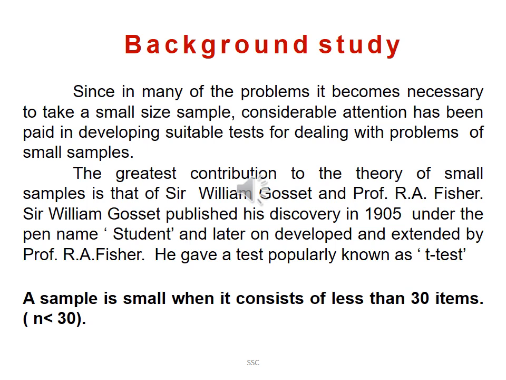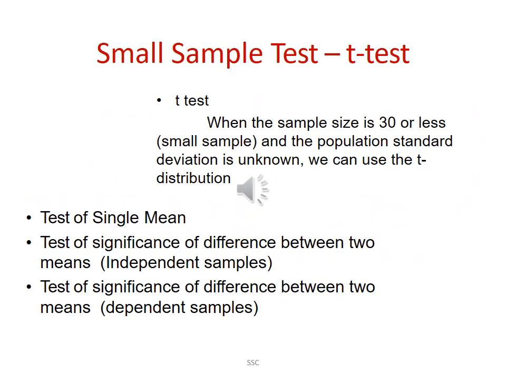Since in many problems it becomes necessary to take a small sample size, considerable attention has been paid to developing suitable tests for dealing with problems of small samples. The greatest contributions to the theory of small samples were made by Sir William Gosset and Professor R.A. Fisher in the year 1905 under the pen name Student. A sample is small when it consists of less than 30 items, that is, n less than 30.